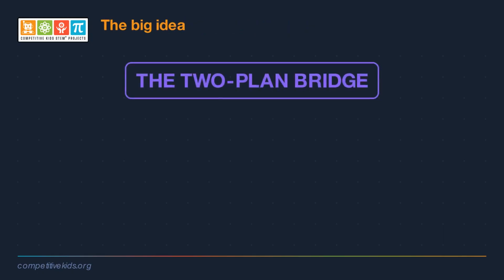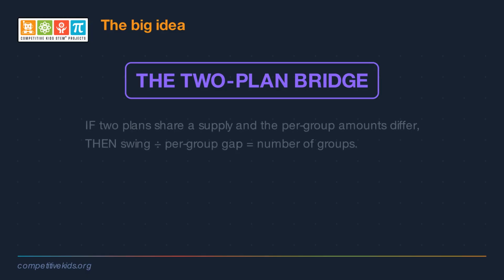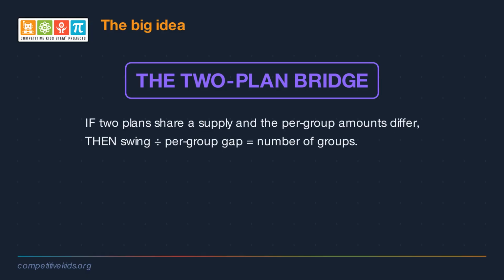This is the 2-plan bridge. If 2 plans share a supply and the per group amounts differ, then swing divided by the per group gap gives the number of groups. Look for the words. Giving K each leaves left over. Giving K plus 1 each comes up short. That is when this rule applies.